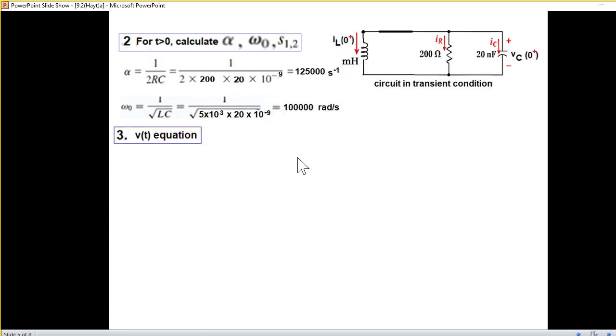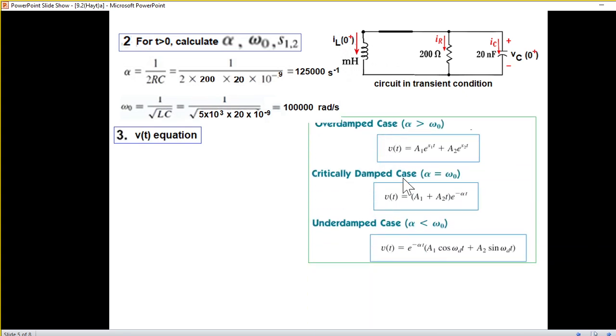And now to find Vt, we have to go to the conditions. Now these are the 3 conditions. If alpha is greater than omega, then we'll use this equation. If alpha is equal to omega naught, we'll use the second equation. And if alpha is less than omega naught, we'll use the third equation. So these are called the overdamped case, critically damped case, and underdamped case. Now in our case, you can see alpha is greater than omega naught, therefore it is the overdamped case. So we'll use this equation.